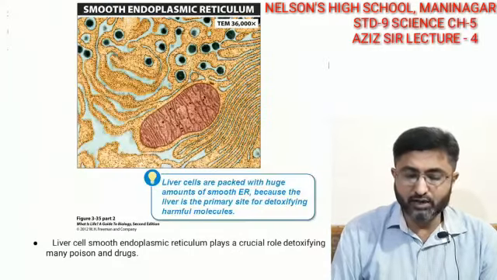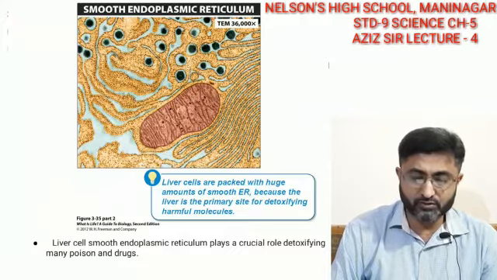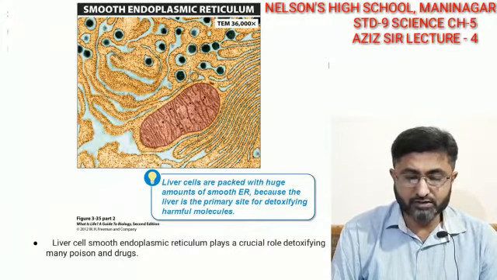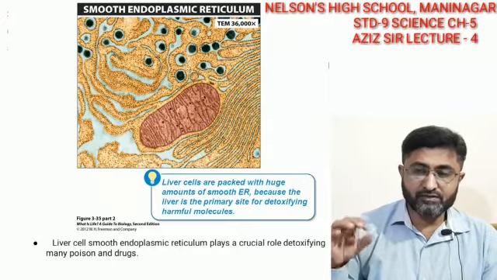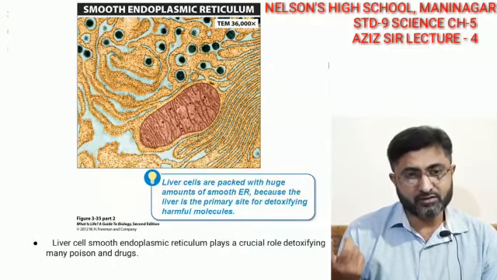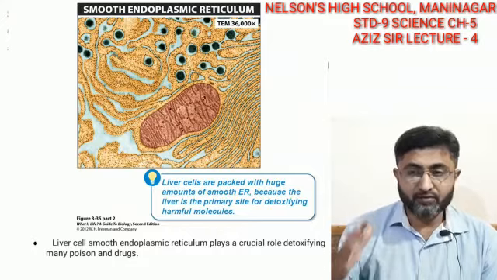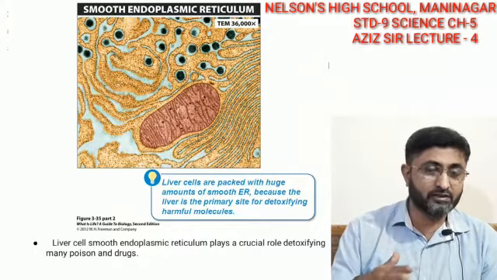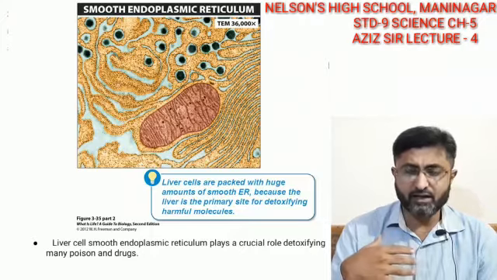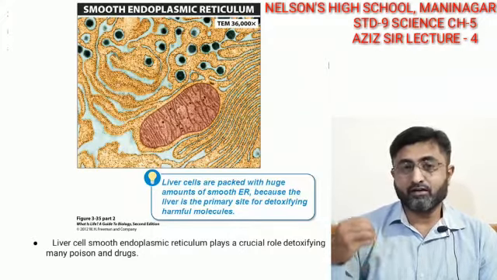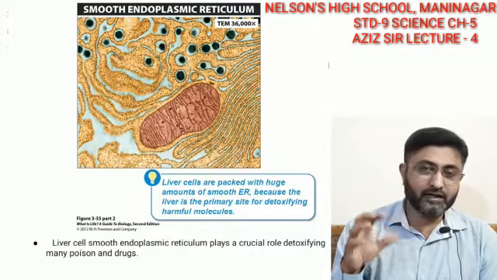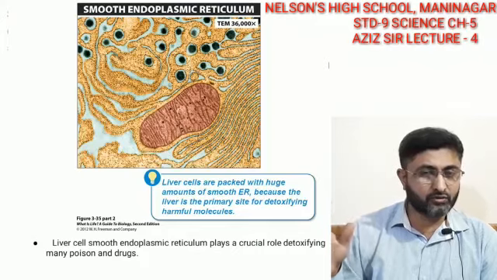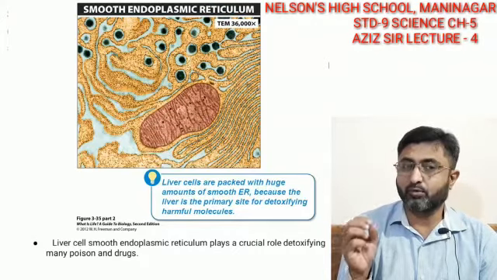In liver cells, smooth endoplasmic reticulum plays a crucial role in detoxifying many poisons and drugs. We have many times heard about liver failure. Why? Because the liver is the primary organ that gets affected. Whatever medicines you eat in a very large amount, or rough material which is not good for your digestion, containing bad materials, or food you have eaten which contains something poisonous.